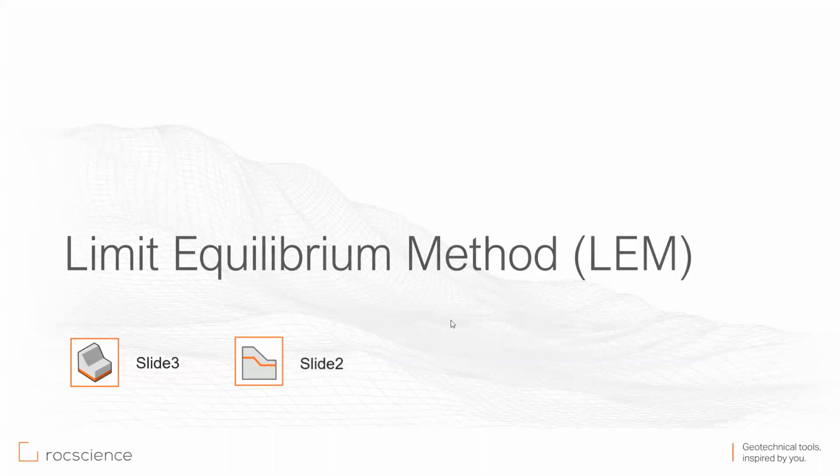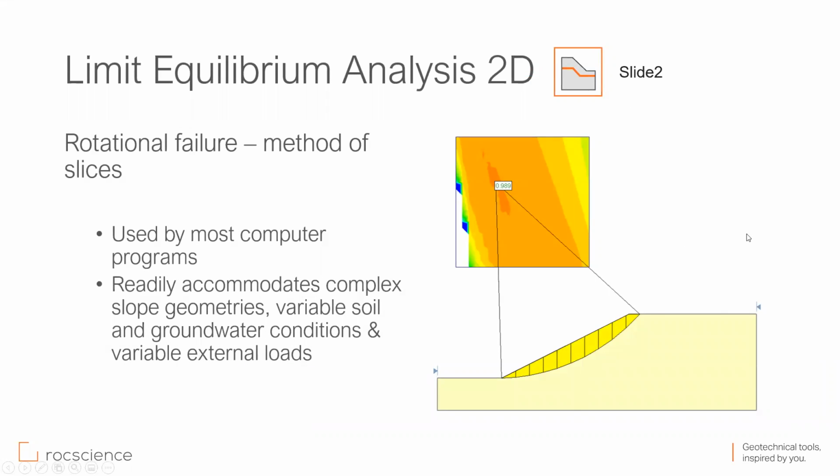So if we start with the 2D limit equilibrium analysis, probably most of you are familiar with this sort of picture. We have some sort of grid search and circular slip surface with some slices. This is the method that's used by most computer programs, and you can model almost anything. You can define the different soil layers, groundwater condition, external loads, etc. To calculate this number, which is the factor of safety to show the stability of the slope, there are different methods, some numerical methods and some methods like limit equilibrium, which is called method of slices as well.